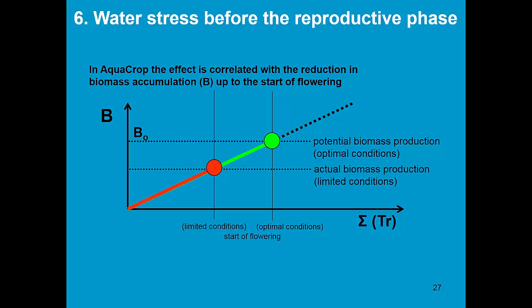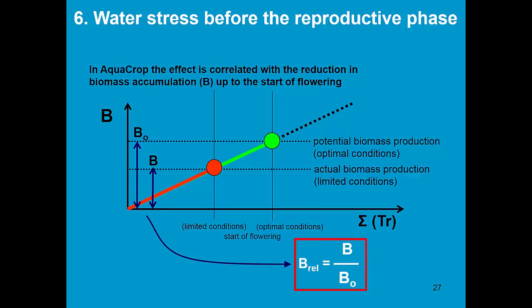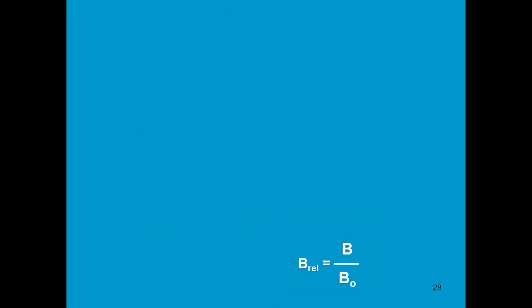However, due to water stresses, the actual biomass produced at the moment of flowering was much less. Let's call it B. AquaCrop is now going to consider the relative biomass, the ratio between the biomass produced and the reference biomass, as an indicator for the water stresses. Now the indicator can vary between 1, when there were no stresses, and 0, when the crop didn't grow.